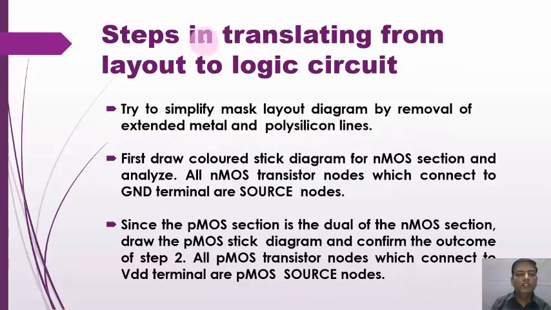Last, the steps in translating from layout to logic circuit. Try to simplify the mask layout diagram by removal of extended metal and polysilicon lines. First, draw the colored stick diagram for the NMOS section and analyze. All NMOS transistor nodes which connect to the ground terminal are source nodes. Since the PMOS section is the dual of the NMOS section, draw the PMOS stick diagram and confirm the outcome of step 2. All PMOS transistor nodes which connect to the VDD terminal are PMOS source nodes.